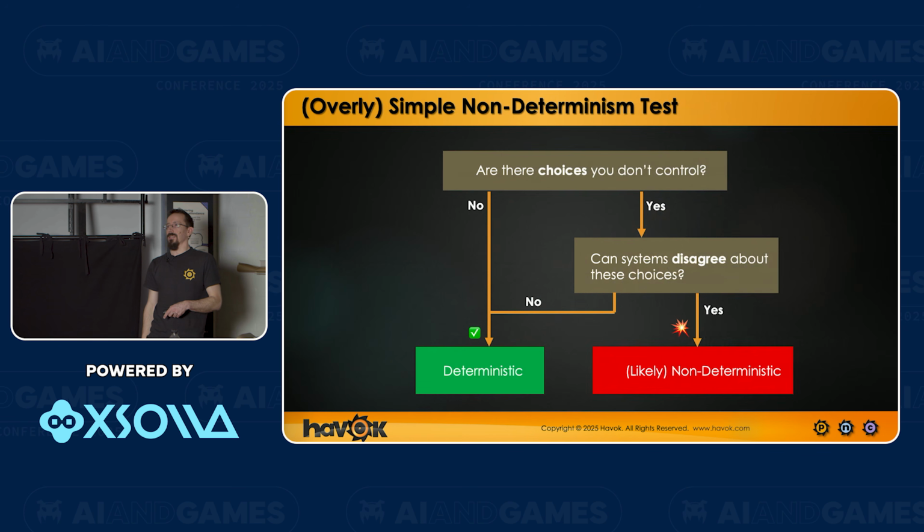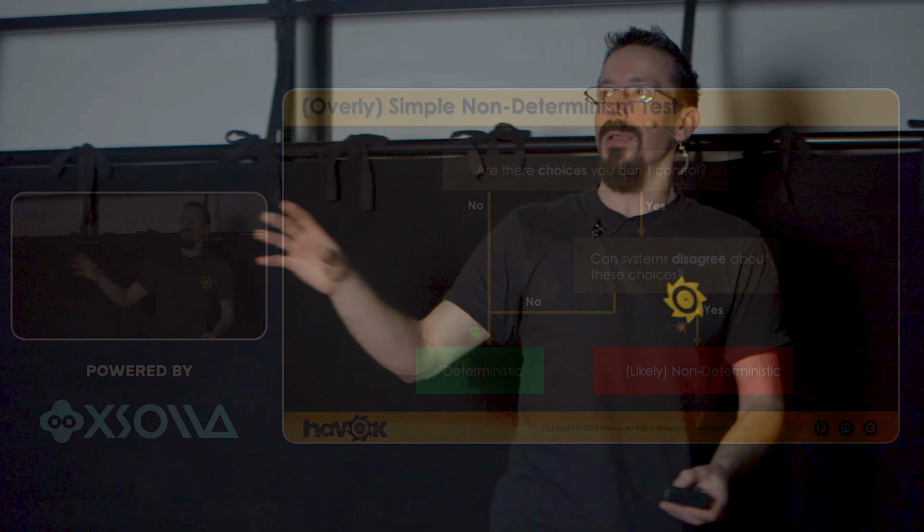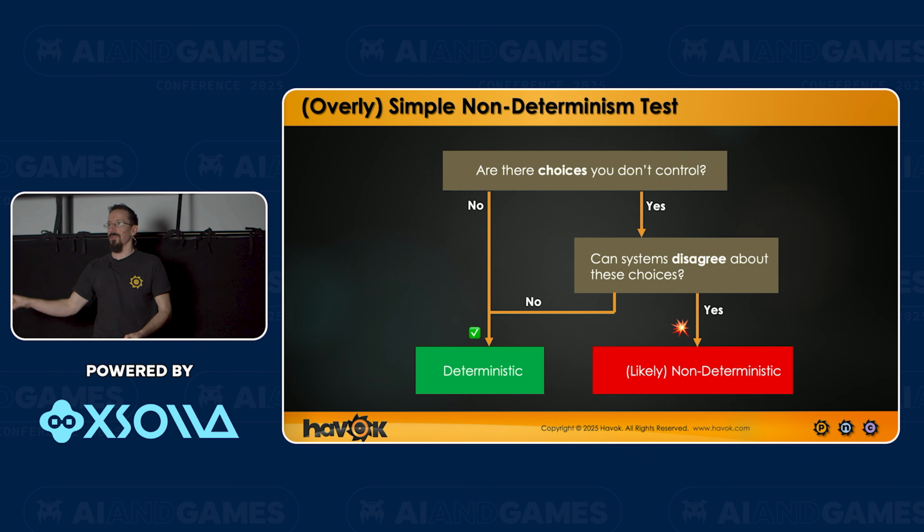Let's have an easy test how to find non-determinism in your systems. Well, are there any choices you don't control? Yes. If two systems, which are different, still have a choice, and they make the choice, and not you, then they might make different choices. And if the systems make different choices, well, then you're non-deterministic, and it's not in your control. So you need to eliminate these choices from these systems so that they can't make bad choices.